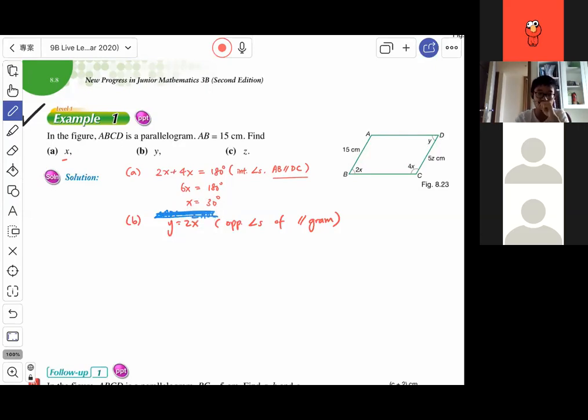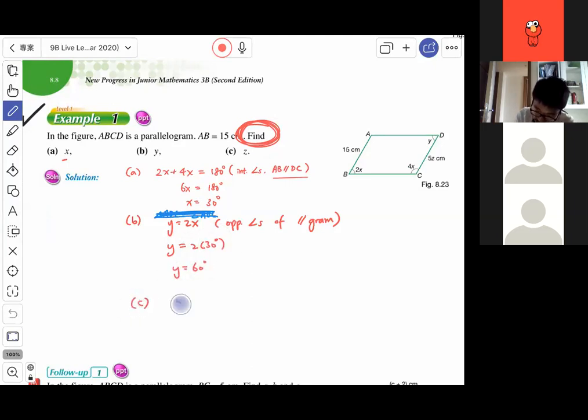In order to write it more simply, I just write y equals 2x, and that's fine, because it is a find question, so we are less strict on it. So y equals 2x, then easy. 2 times 30 degrees equals 60 degrees, finish. Okay, and then we do C.